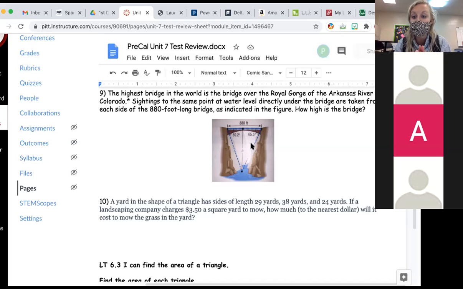It's just somebody is down in the water looking up at the bridge and they look up at 2 different sides of the bridge and they want to know how high up the bridge is. But it's the same exact problem. I just took the triangle and flipped it. So who remembers what we do first in this type of problem in order to find the height?